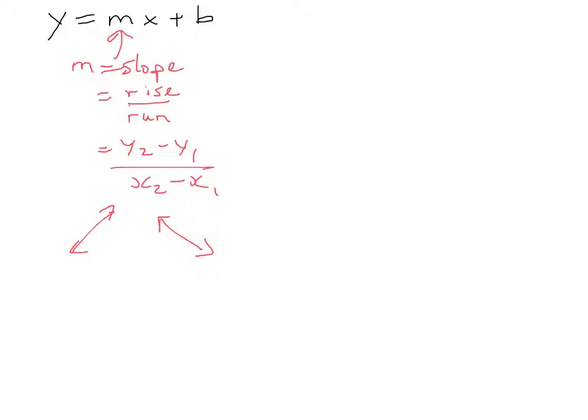We've talked also about that being equivalent to delta y over delta x, and that's just the change in the y values over the change in the x values, which really is indicated by these two things. These are all synonymous with each other. They all mean the same thing.